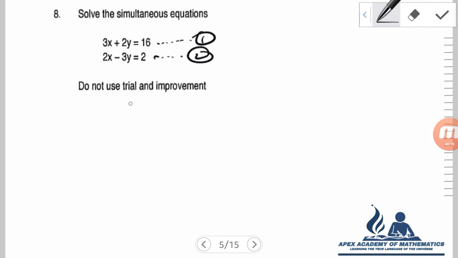Okay, guys, we need to choose numbers to multiply the equations by, so that either the coefficients of the x variables are the same or the coefficients of the y variables are the same. At the moment we have 3 and 2 as the coefficients for the variable x, and we have 2 and minus 3 as the coefficients for the variable y.